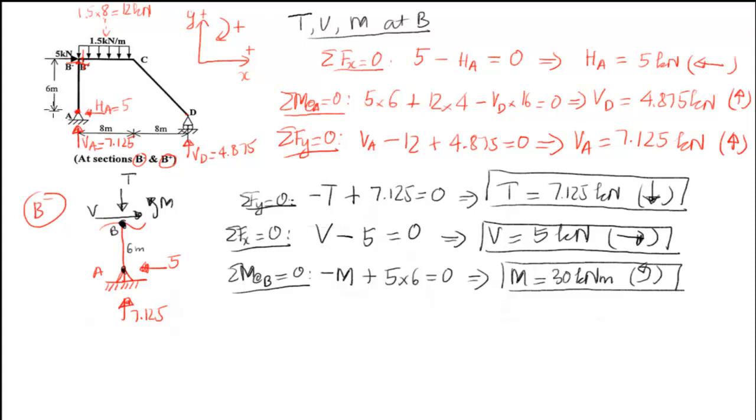Alright, now similarly, you're gonna take a cut at the same point B here, and then consider the right hand side part. Now I'll make a cut here. Now I'll take a cut at B positive. Okay, so I'm gonna scroll that a bit.